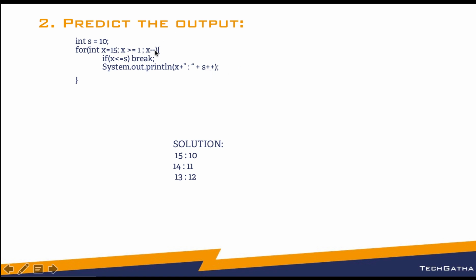x is decremented to 14. 14 less than or equal to 11, no. It prints the value of x 14, s as 11, then increments the value of s to 12, x to 13. 13 less than or equal to 12, no. It prints x 13, s 12, and then increments the value of s to 13 and x is decremented to 12. Now 12 less than or equal to 13, true, the loop breaks.